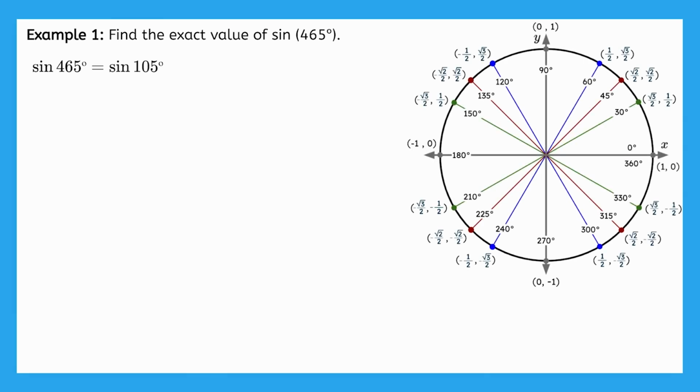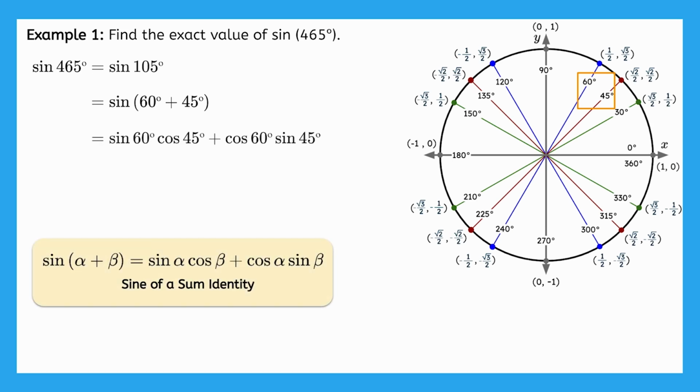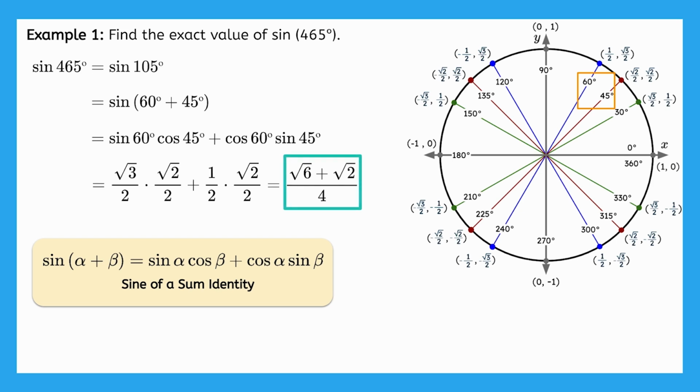Since 105 degrees is not a special angle we have, maybe we can find a combination of special angles that add or subtract to 105. One option is 60 and 45. Since 105 equals 60 plus 45, we can evaluate sine of 105 degrees by applying the sine of a sum identity, which ends up giving us square root of 6 plus square root of 2 all over 4.